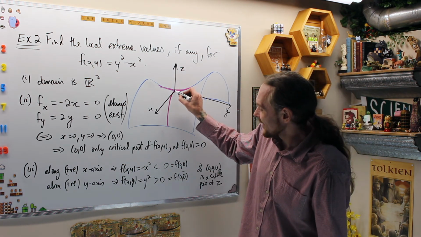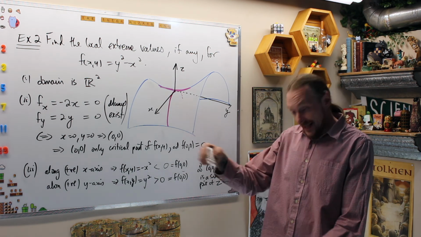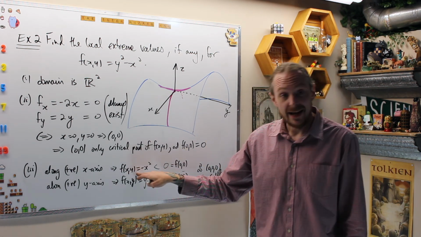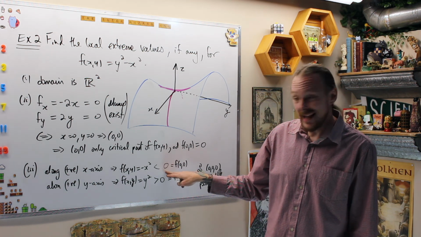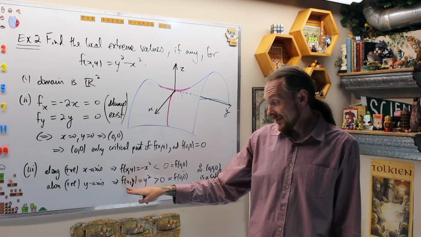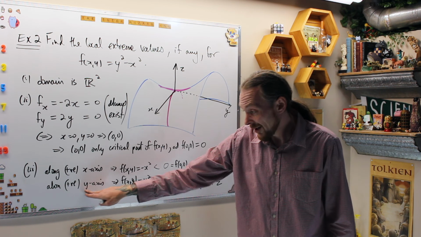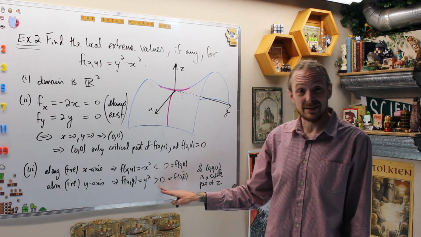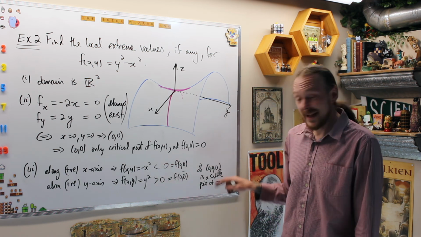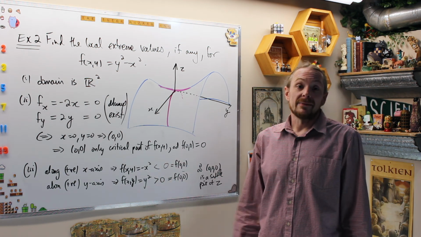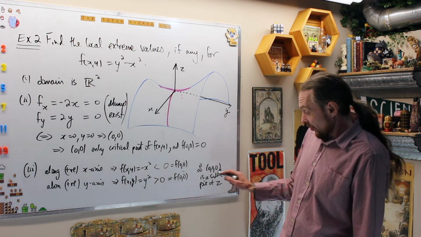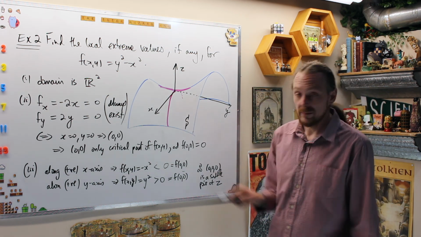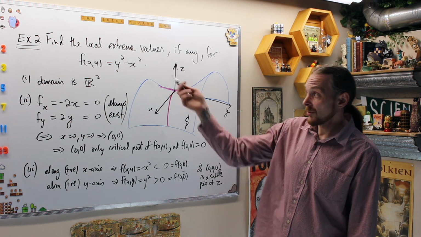What that says is at 0, 0, there are points in any disk centered at 0, 0 which have values that are less than f of 0, 0, and there will be points in there, if I go along the y-axis, where the points have values larger than f of 0, 0, and that says that the point 0, 0, 0 is in fact a saddle point for the surface S, which is the graph of this function z equals y squared minus x squared.